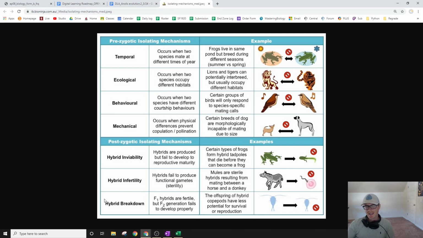And then hybrid breakdown is really the same thing as hybrid inviability. It just takes longer to manifest. It might not happen after the first hybrid. It might happen after the second or the third hybrid. But the point is that the babies are all genetic dead ends. If the baby is a genetic dead end, then the parents are still considered members of separate species.